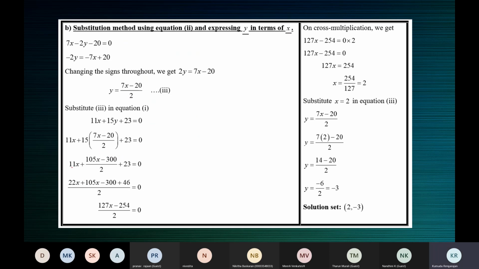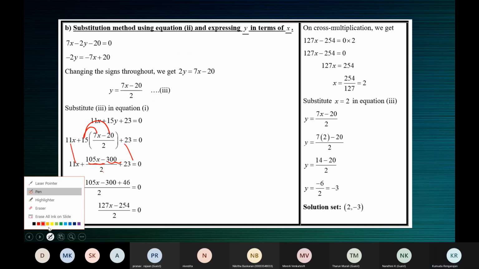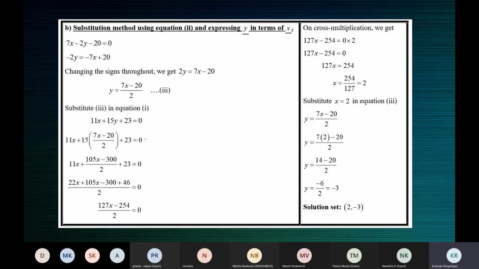So how do we solve this? 11x, you can see 11x here. 15 into 7x, 105x. 15 into minus 20, minus 300 by 2. This is the usual stuff, children. Plus 23 is equal to 0. Till here is new for you. After this, the solving part is what we used to do in standard 8.